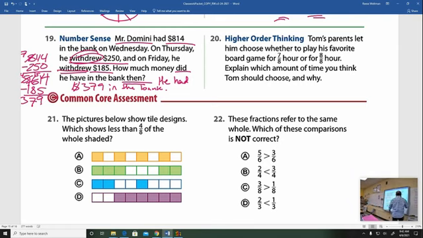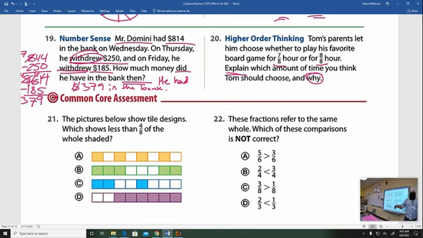Next one. Tom's parents let him choose whether to play his favorite game for 7/8 of an hour or 8/8 of an hour. Explain which amount of time you think Tom should choose and why. Hey, hold on. Heston, you gotta put your hand up. Gotta stop calling out. Every kid would pick the biggest number. What is 8/8 equivalent to, guys? 1 whole. So, did they tell him he could play it for either less than an hour or an hour? They did, didn't they? Wouldn't you choose an hour?